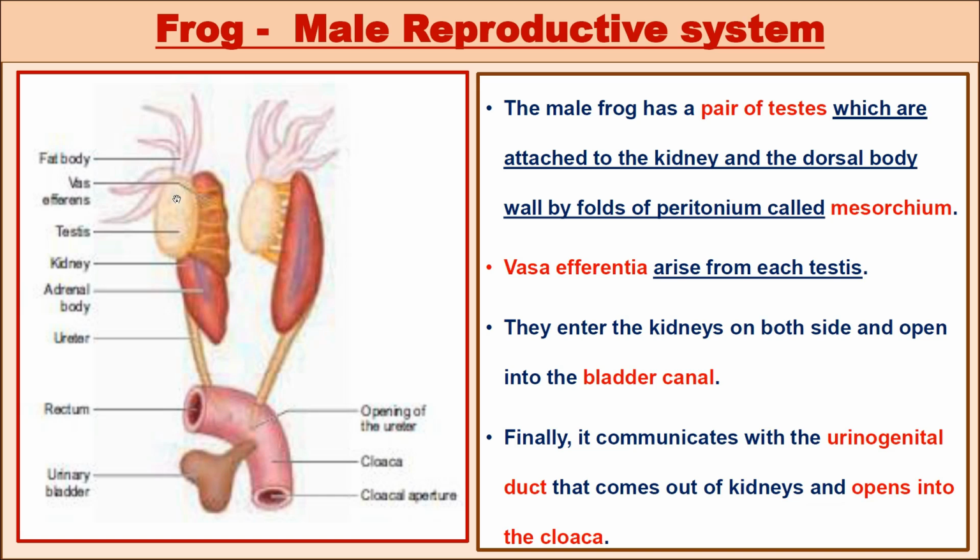They will collect the maturing sperm from the testes and lead it into the kidney, and these vasa efferentia will enter into the kidney on both sides and open into the Bidder's canal. After opening into the Bidder's canal, they finally communicate with the urinogenital duct that comes out of the kidney, and this will open into the cloaca.